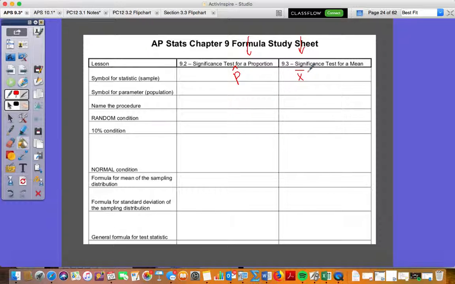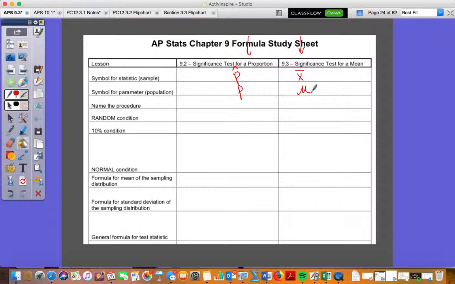So I'm going to go through all of the different parts here. Ryan, you want to give us the symbol for the parameter? P and? So this is P. What was this? Mu. Good. P and mu.